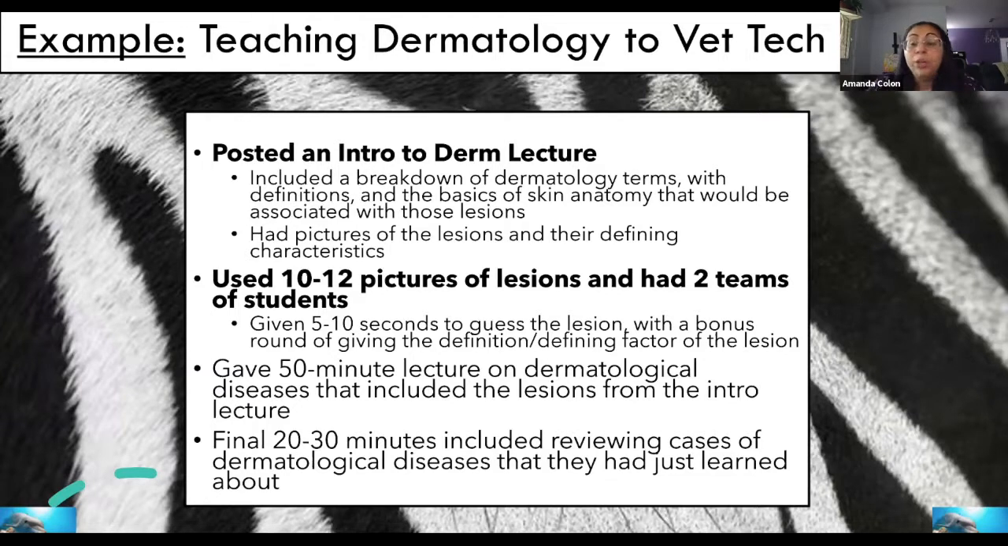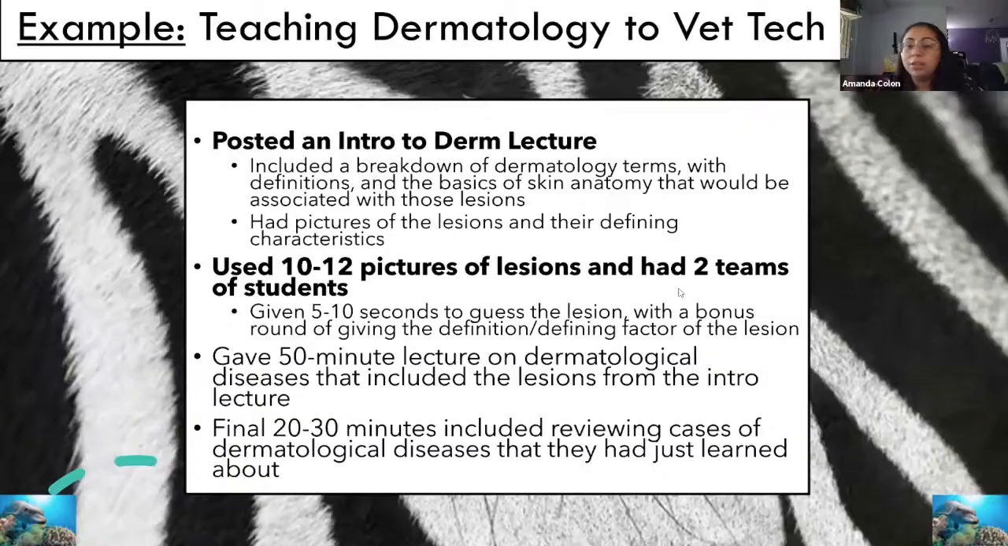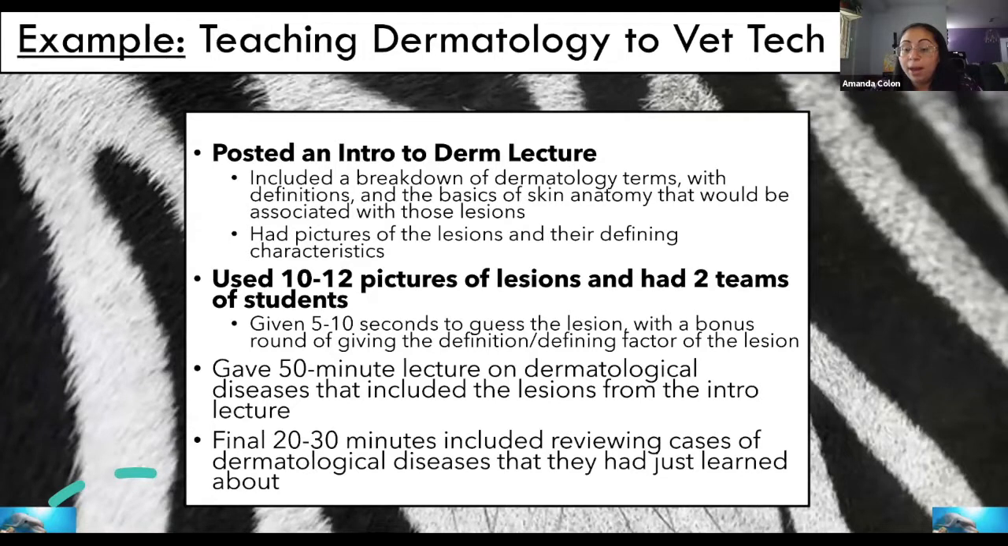Then we go into a 50-minute lecture where we go into the actual diseases of dermatology and what types of processes happen with each of these types of diseases, so that by the last 20 to 30 minutes of class, we're reviewing actual cases. When we're reviewing cases, I'm giving them a history. I'm giving them a little bit of a physical exam background. And then I'm saying, okay, do you have any other questions about the history?